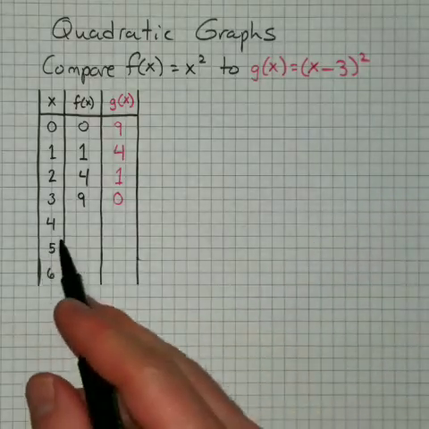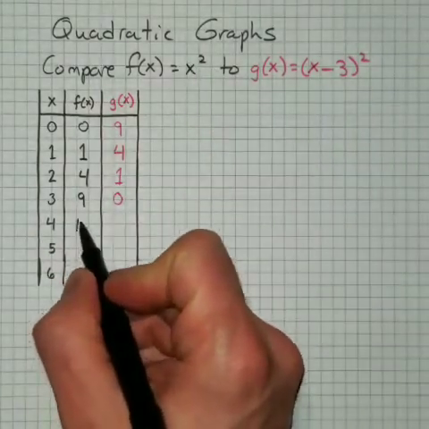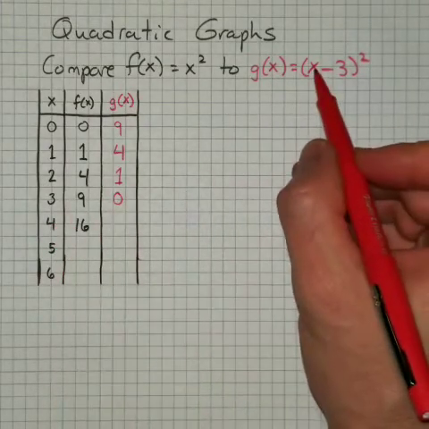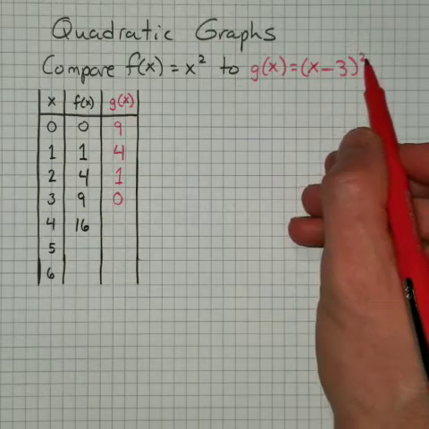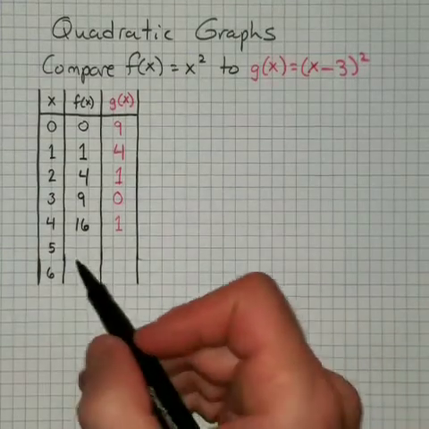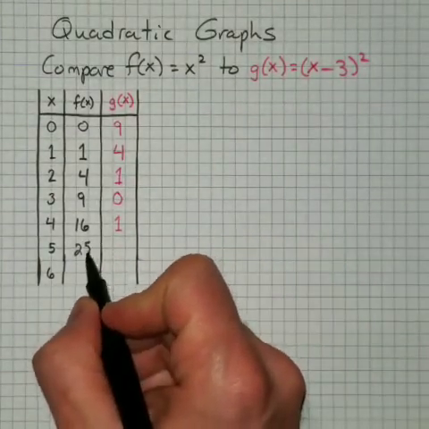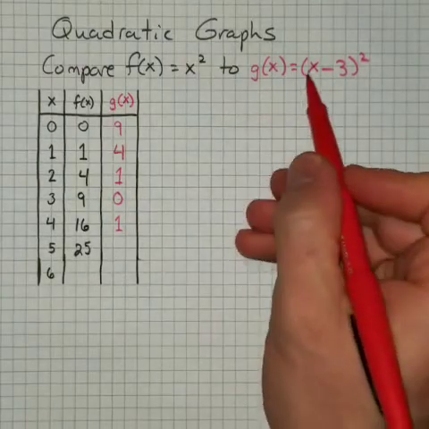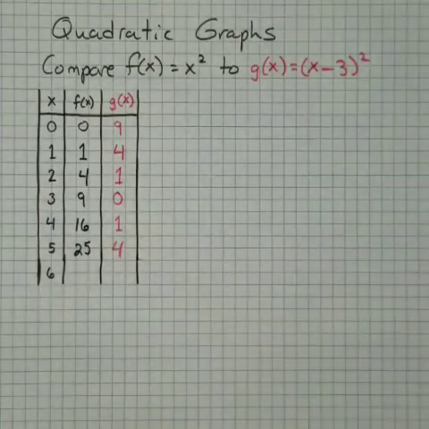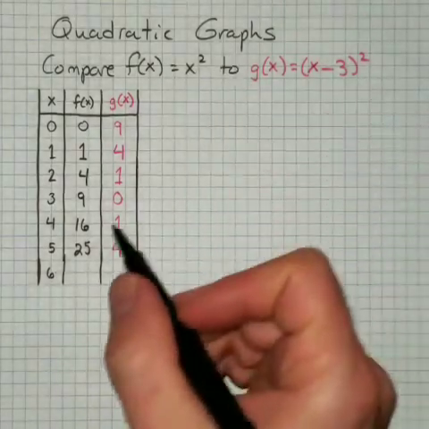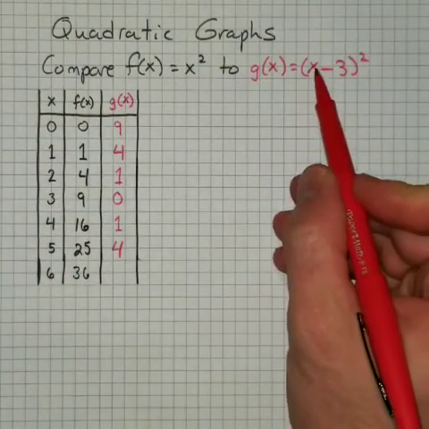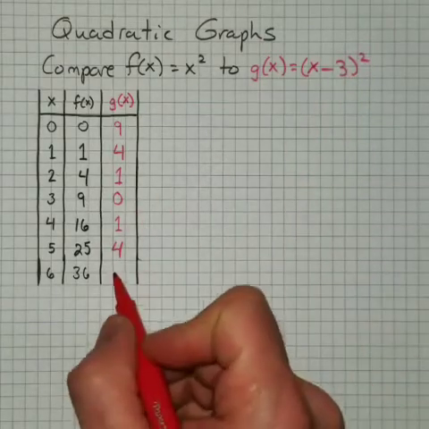Alright, so start with a 4. Well, 4 squared is 16. We're not going to be plotting that on the graph probably. But plug the 4 into the g of x, you get 4 minus 3 is 1. 1 squared is 1. Okay. If I plug the 5 in, 5 squared is 25. But if I plug the 5 into the g of x, 5 minus 3 is 2. 2 squared is 4. And then here finally the 6, plug the 6 in, 6 squared is 36. But if I plug the 6 in here, 6 minus 3 is 3, squared you get 9.